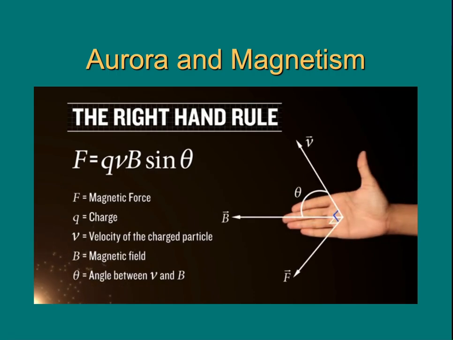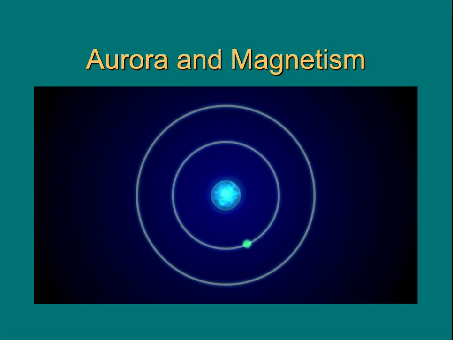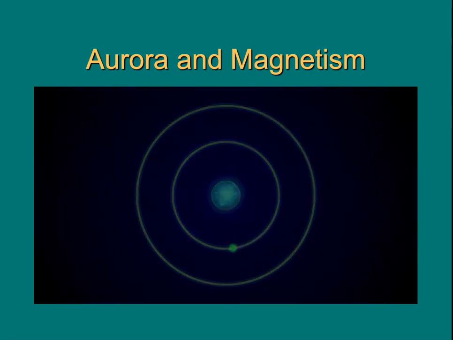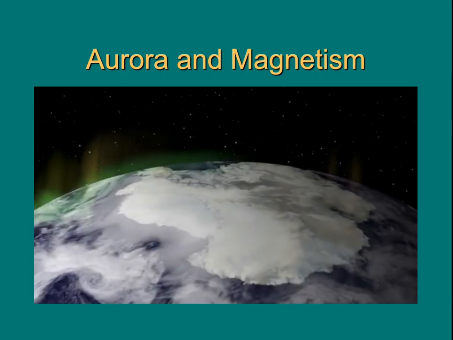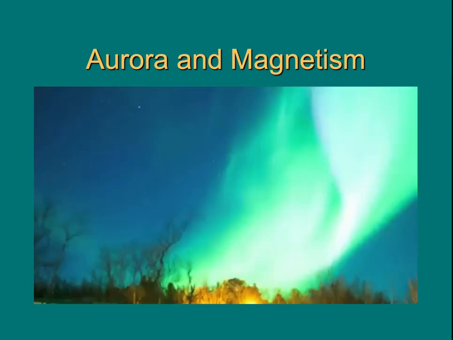When these charged particles strike atoms in Earth's atmosphere, they cause electrons in the atoms to move to a higher energy state. When the electrons drop back to a lower energy state, they release photons, small bursts of energy in the form of light. And the night sky becomes a canvas painted with glowing lights.